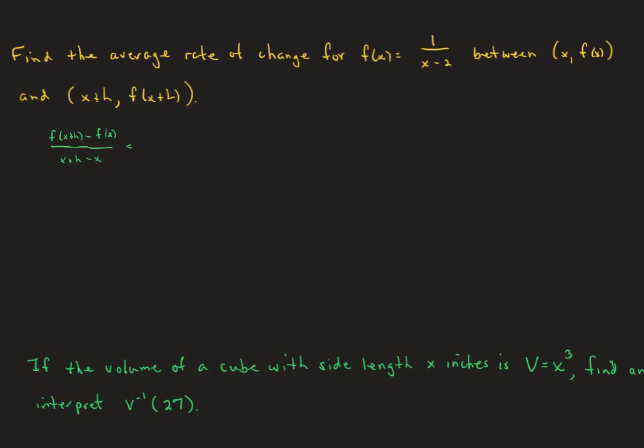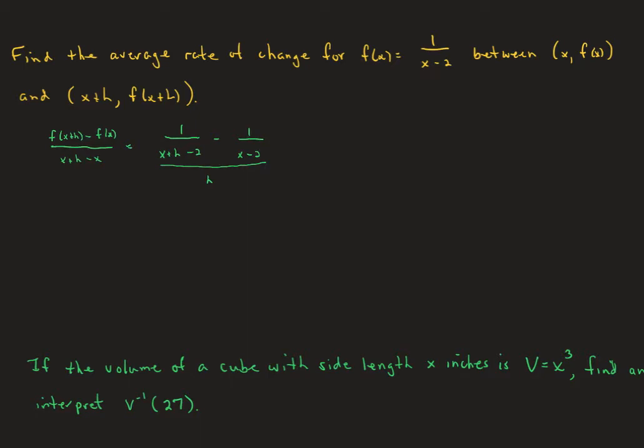Now the f of x plus h means we're going to plug in x plus h into our function f. So that's going to look like the fraction 1 over x plus h minus 2. We're going to subtract from that f of x, which is our 1 over x minus 2, and we're going to divide that whole thing by, since the x's will cancel, h.